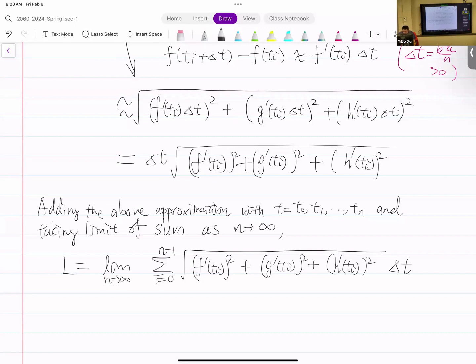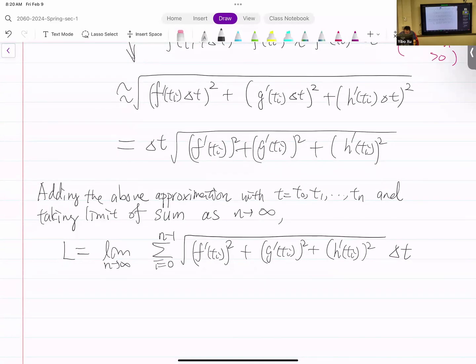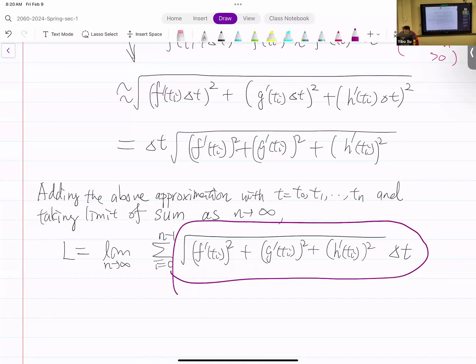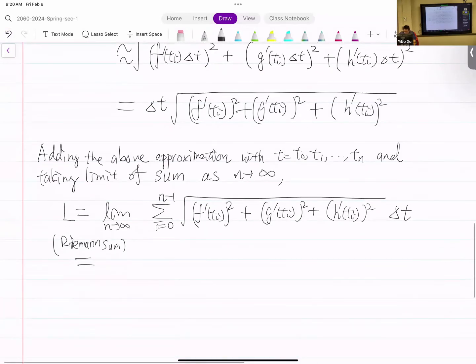So we are just summing up every piece, n pieces of line segments, and then we push the number of line segments to infinity, okay? And if your function is well defined, and what you are summing up, the functional part, is continuous, then by definition, this is the Riemann sum of the following. It's definitely an integral, right?